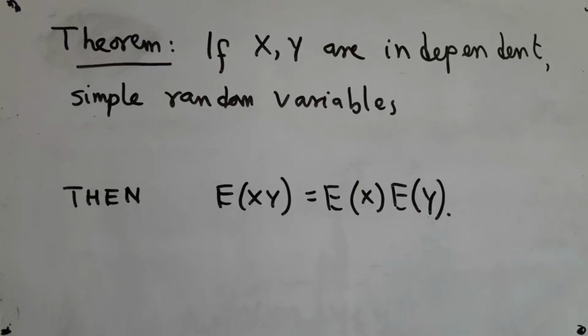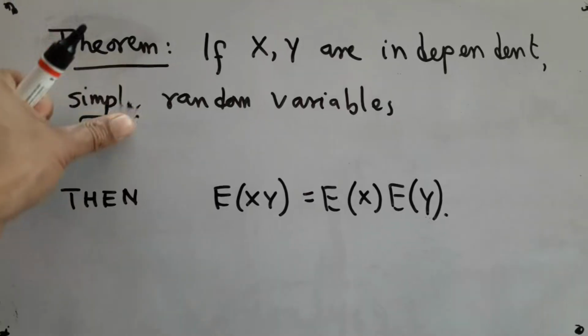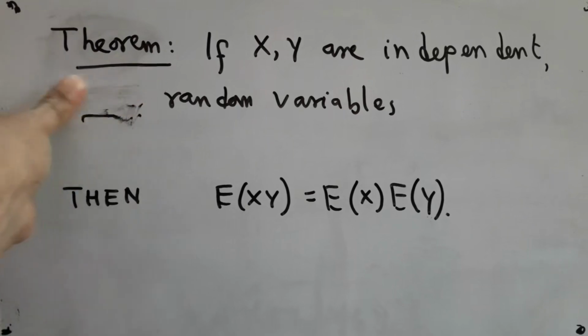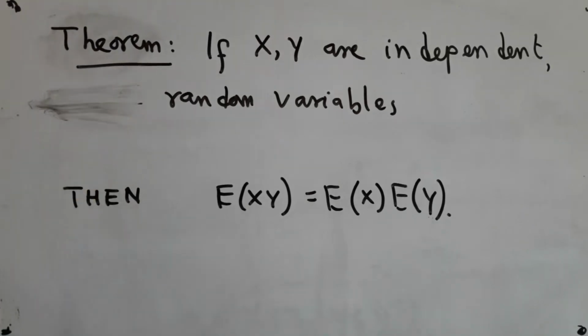Last semester we had learned this theorem that if X and Y are two independent random variables, both of which are simple, then expected value of XY equals expected value of X times expected value of Y. Now this result, which proved quite useful last semester, actually is far more general than merely for simple random variables.